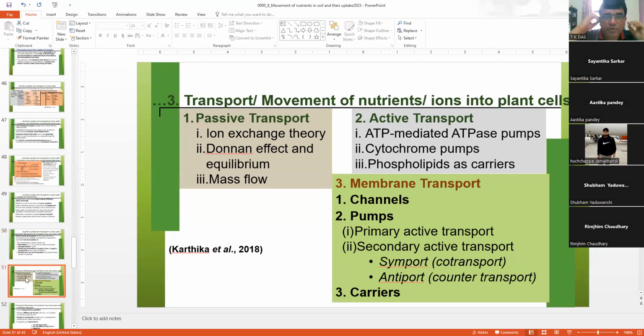Now you see transport or movement of nutrient ions into plant cells, and how they can cross the membrane. One can be passive transport, another can be active transport, and the third can be membrane transport. I have already listed different approaches or tools under each category. Like passive: you have ion exchange, Donnan effect, mass flow. Active transport has three different ways, and then membrane transport.